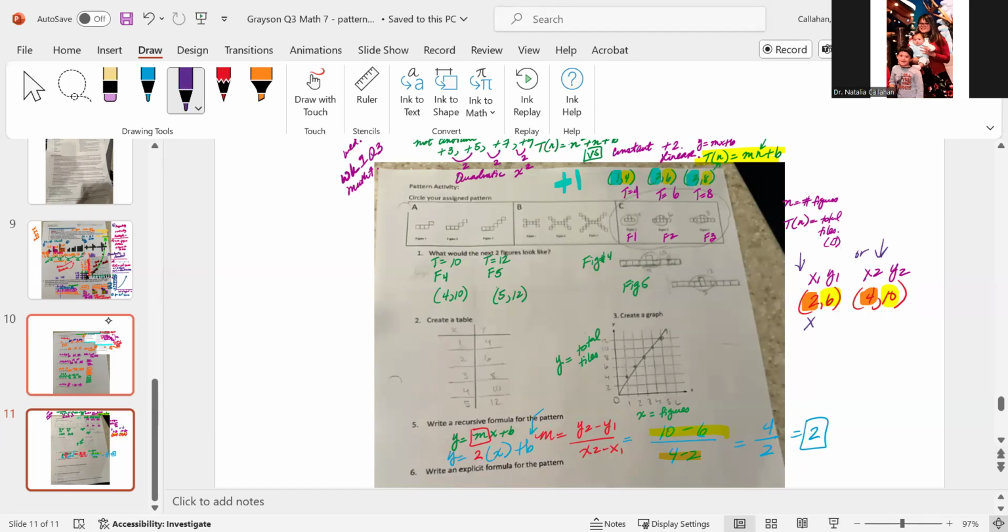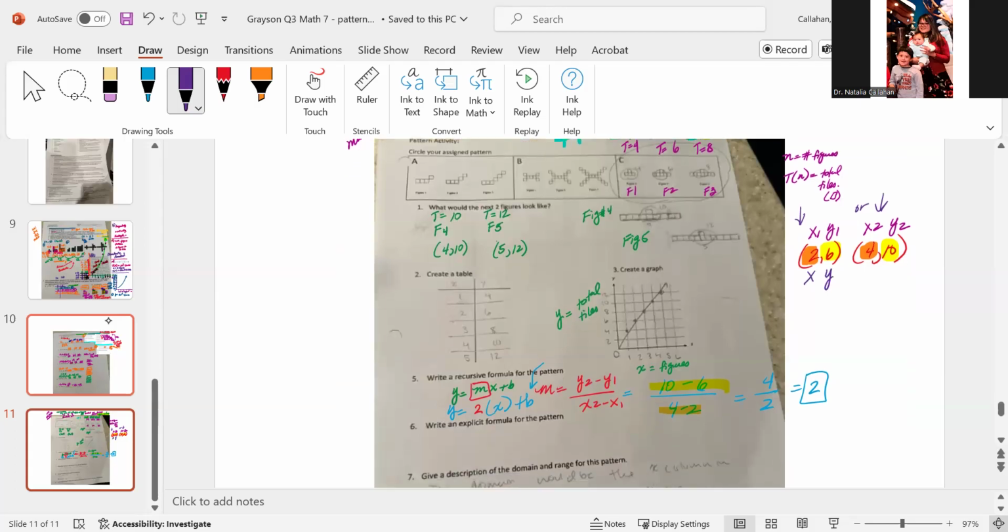Figure 2. Can we say that x is 2 and y is 6? Yeah. So, actually, let's do it this way. We're going to replace y with 6, correct? What's x? x is 2. So 2 times 2 plus b. So what does b equal then? No. 6 equals 4 plus b. What's b?